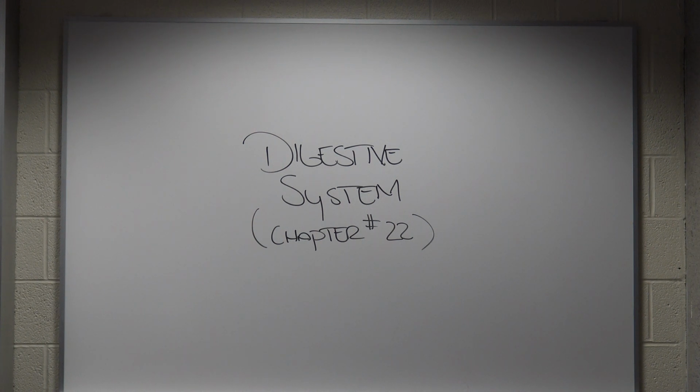Over the next couple of videos, we're going to cover the digestive system, chapter 23, which is nutrition, and the urinary system, which is chapter 24. For today's lecture, we're going to start out on the board, and I'm going to lay out for you the digestive system pathway, starting from oral cavity all the way to the exit.